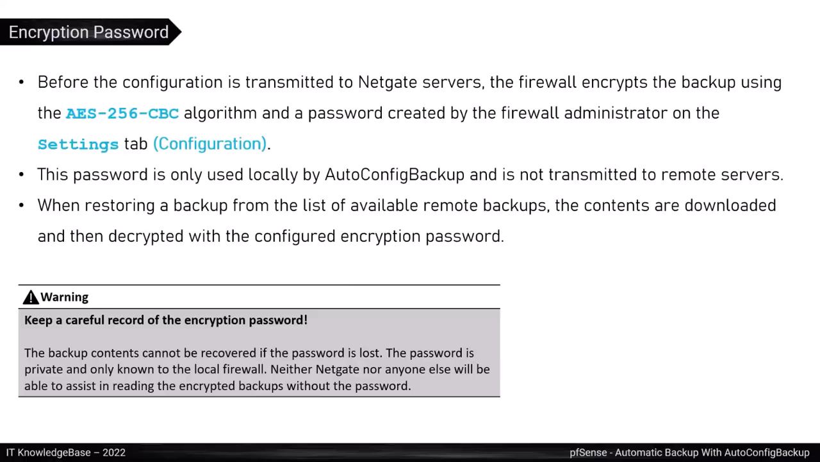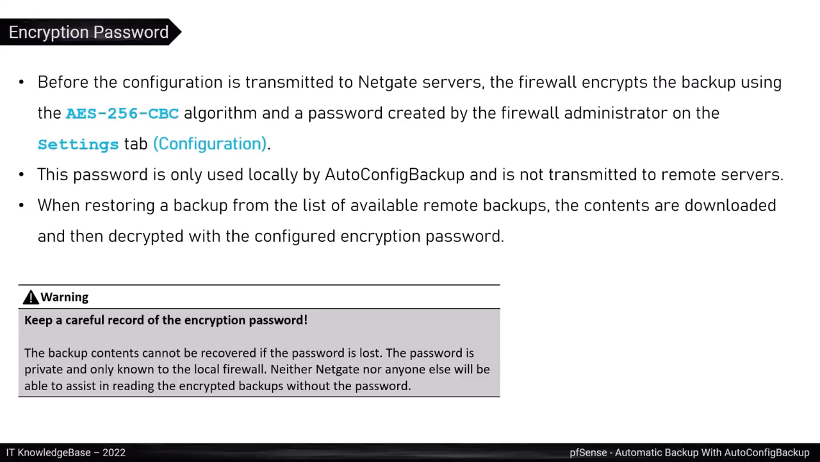Encryption password. Securing passwords and any serious assets is the biggest challenge nowadays. You have to give serious attention to securing the dependencies of your AutoConfig backups. The encryption password is one of those. Before the configuration is transmitted to Netgate servers, the firewall encrypts the backup using the AES-256 CBC algorithm and a password created by the firewall administrator on the Settings tab. This password is only used locally by AutoConfig Backup and is not transmitted to remote servers.